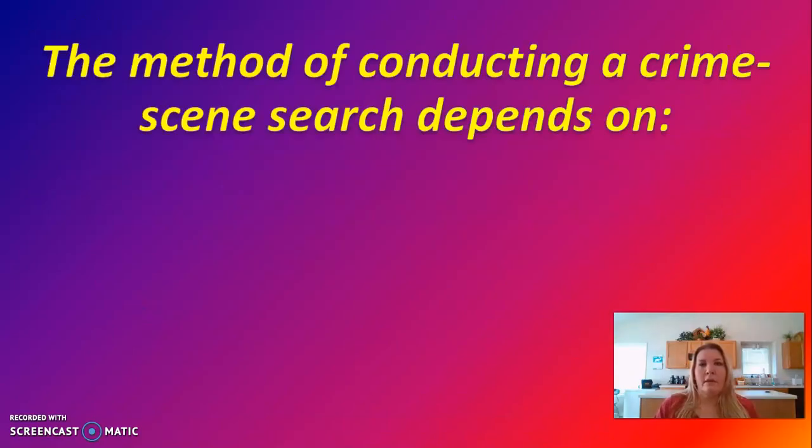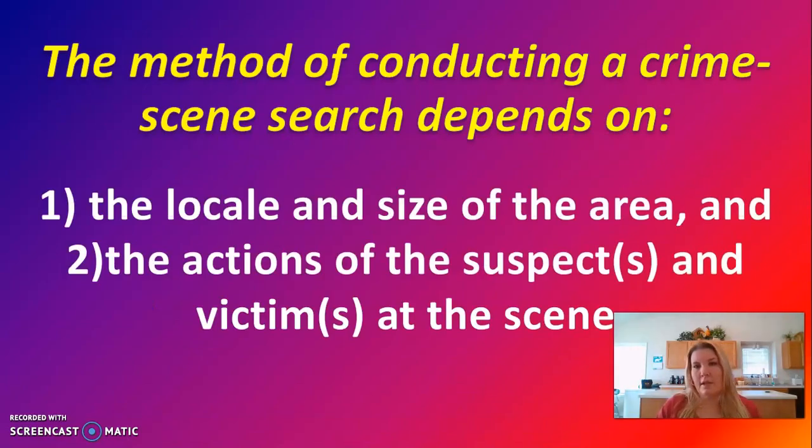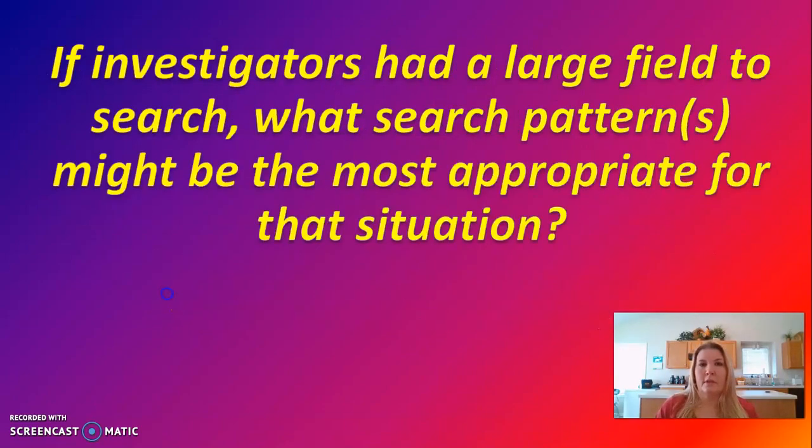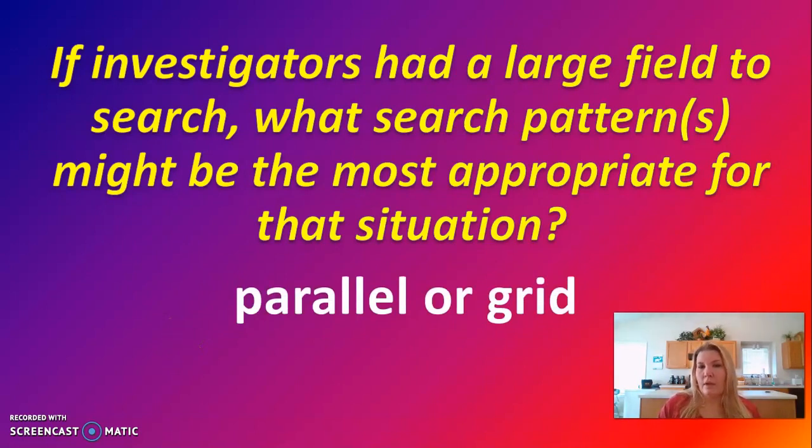All right, real quick, the method of conducting a crime scene search depends on the location and the size of the area and the actions of the suspects and the victims. If investigators had a large field to search, what search patterns might be the most appropriate for that situation? I would say probably either parallel or grid for a very, very large area. The spirals would be hard to maintain a specific difference as you were working inwards or outwards. And zone might work if you had a lot of personnel to do the searching.